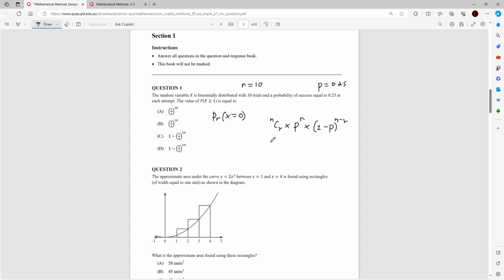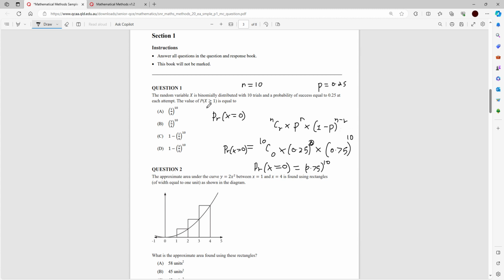So in this case, n is 10, so we have 10 choose 0, because we're working out the probability that x is equal to 0. So 10 choose 0 times 0.25 to the power of 0 times 1 minus 0.25, which is 0.75, and up here will just be 10. So that all cancels out because 10 choose 0 is 1, and 0.25 to the power of 0 is 1. So the probability that x is equal to 0 is 0.75 to the power of 10.